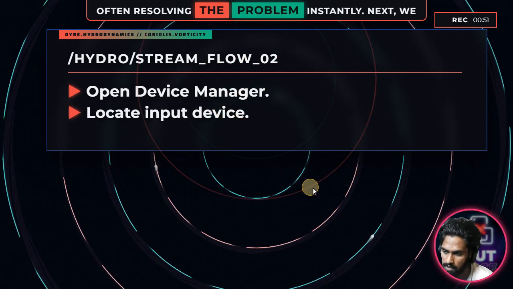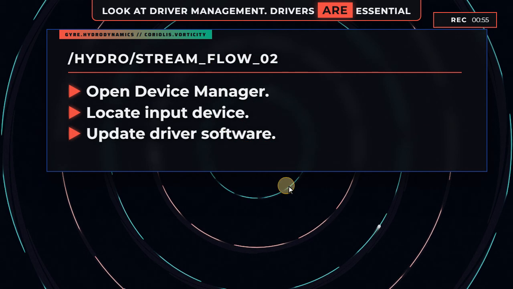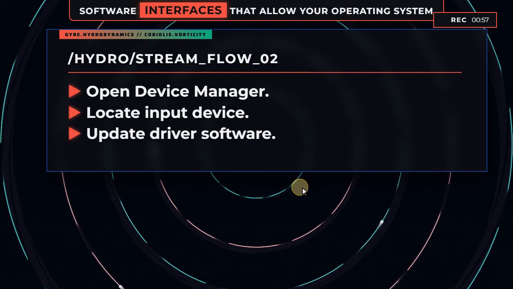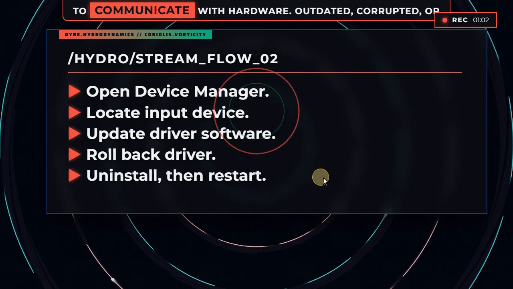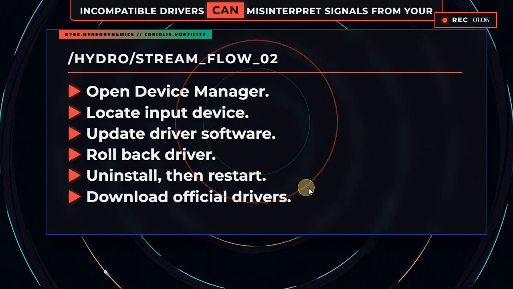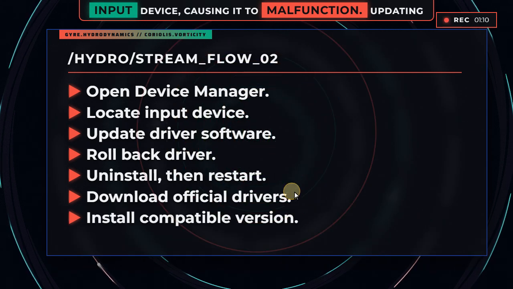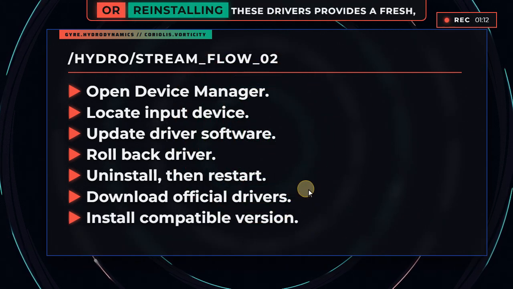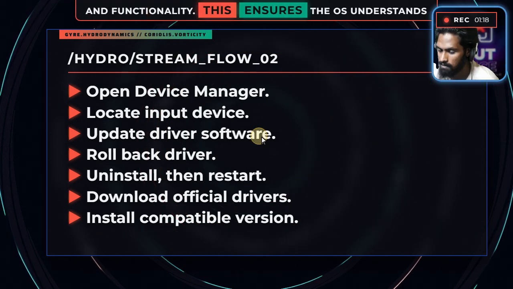Next, we look at driver management. Drivers are essential software interfaces that allow your operating system to communicate with hardware. Outdated, corrupted, or incompatible drivers can misinterpret signals from your input device, causing it to malfunction. Updating or reinstalling these drivers provides a fresh, correct set of instructions, restoring proper communication and functionality. This ensures the OS understands the device's inputs correctly.